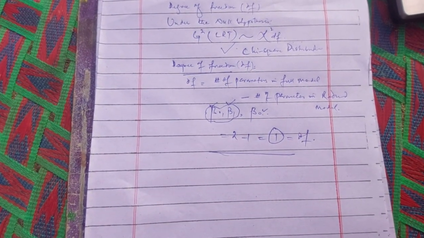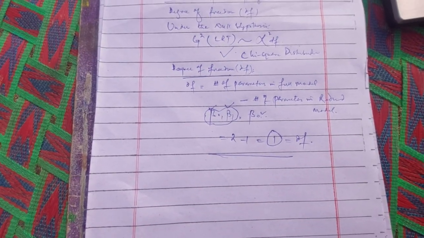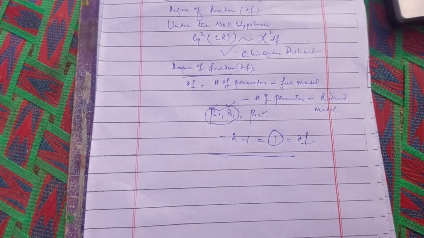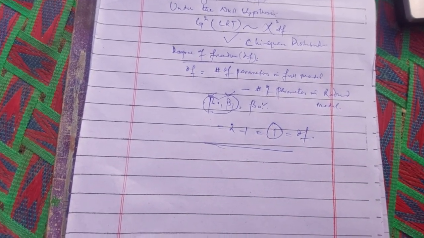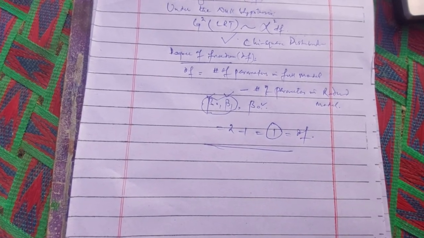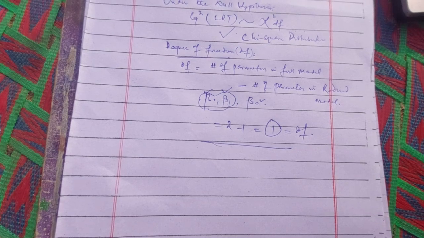That is how we find the degrees of freedom. It should be the number of parameters in the full model minus the number of parameters in the reduced model. It depends on the problem, so you should see what's given in the problem and then calculate it accordingly.